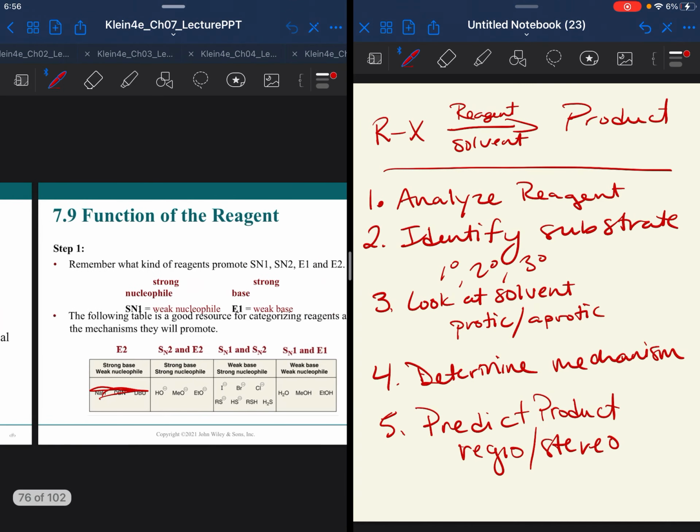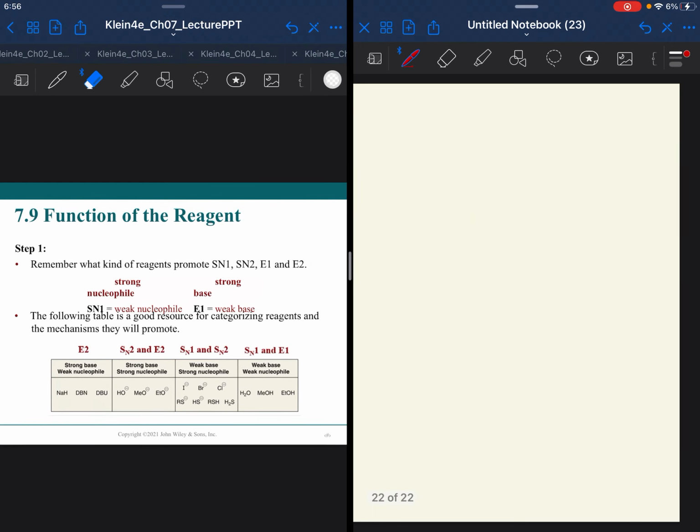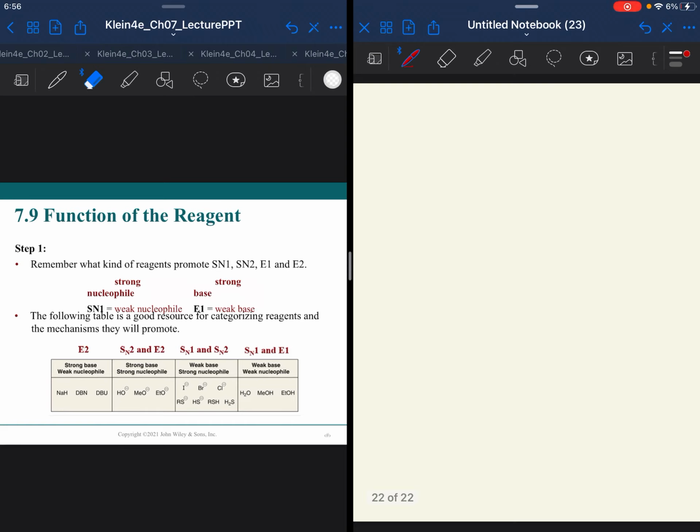So let's start with analyzing the reagent. Now, I want to point something out. I sent you a very similar chart, but it is not the same. If you are going to spend time memorizing something, I want you to memorize what I sent you. We're going to go over it here on the right-hand side of the screen. It's very similar, but there's a couple of edits. And so I want to make sure that we are all on the same page. So for instance, when we are analyzing our reagents, they're all going to fall in one of four categories.